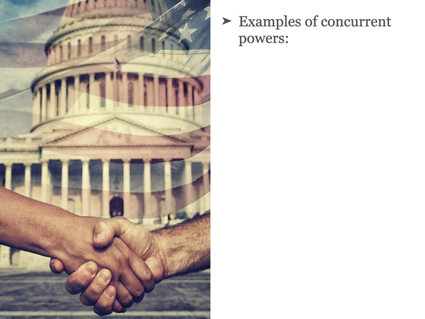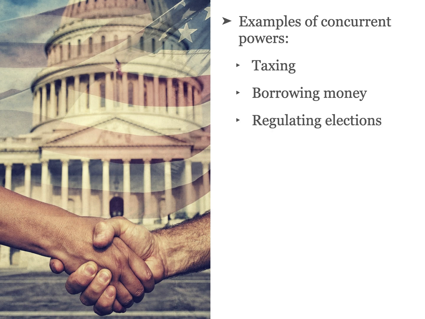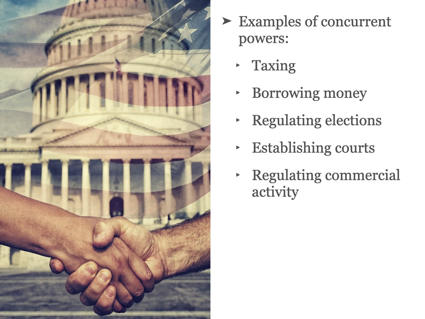So some examples of concurrent powers: taxing. You get taxed by both your state and your federal government. Borrowing money, states and the federal government both have the ability to do that. Regulation of elections. This has been rather contentious and in the news recently. Establishing courts, regulating commercial activity, claiming private property for public use. That's another controversial one.